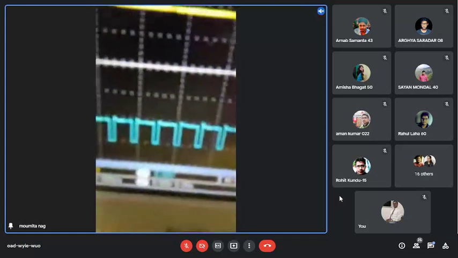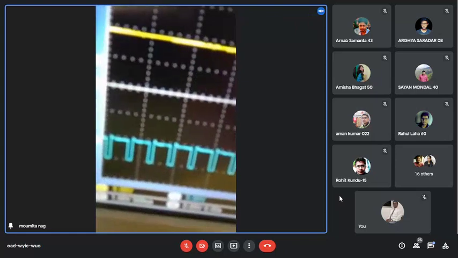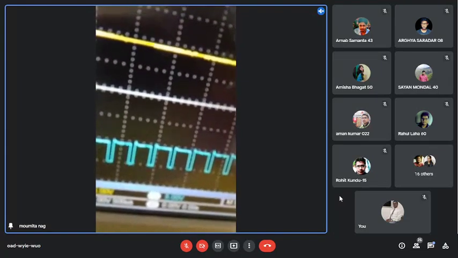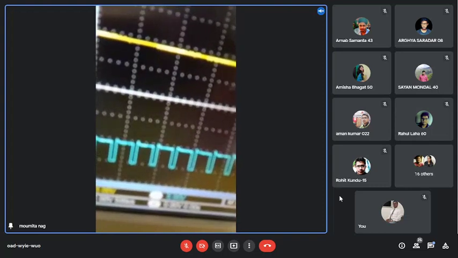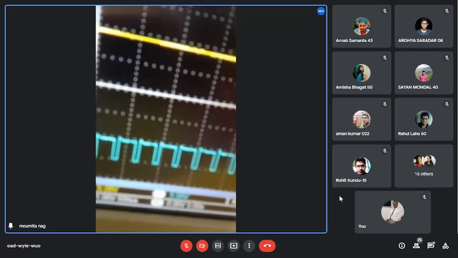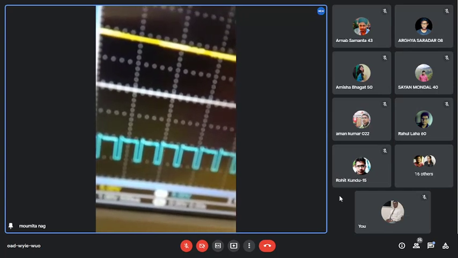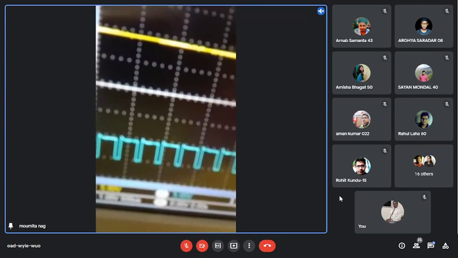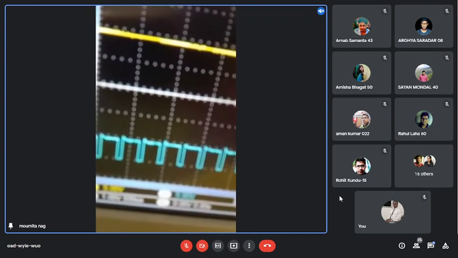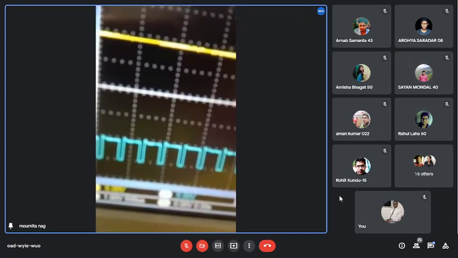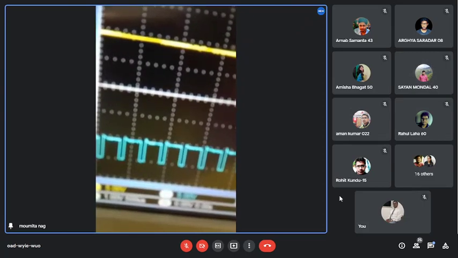And for the higher frequency also, if you notice minutely, it is not clear. I think the total is 3 small divisions, and you take 2.5 for the on period. 2.5 means 250, 250, and the off period is 50 microsecond. Yes.